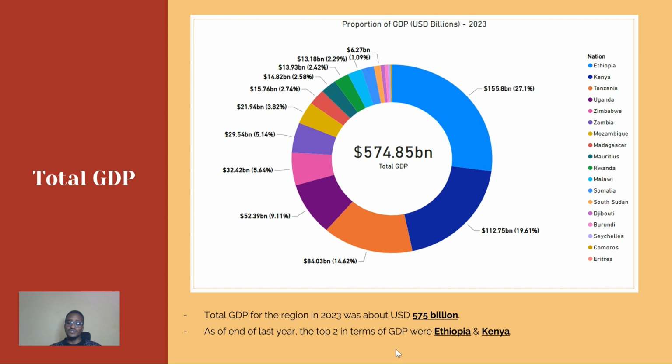To begin, as of end of last year, Eastern Africa generated about half a trillion USD as the total GDP. And if we look at the top two here, you'll realize that they are Ethiopia with 155 billion dollars, and then Kenya with 113 billion dollars. So these are the top two nations with the highest GDP as of end of last year, which is our nearest relevant period of comparison.